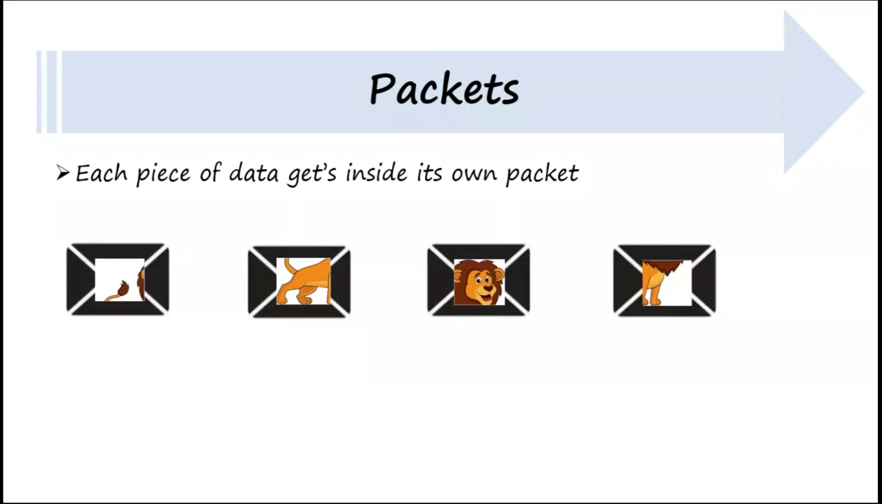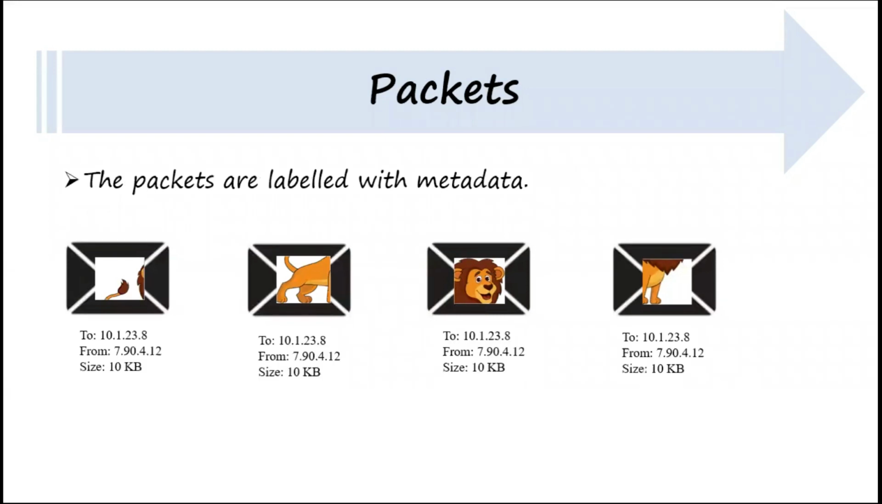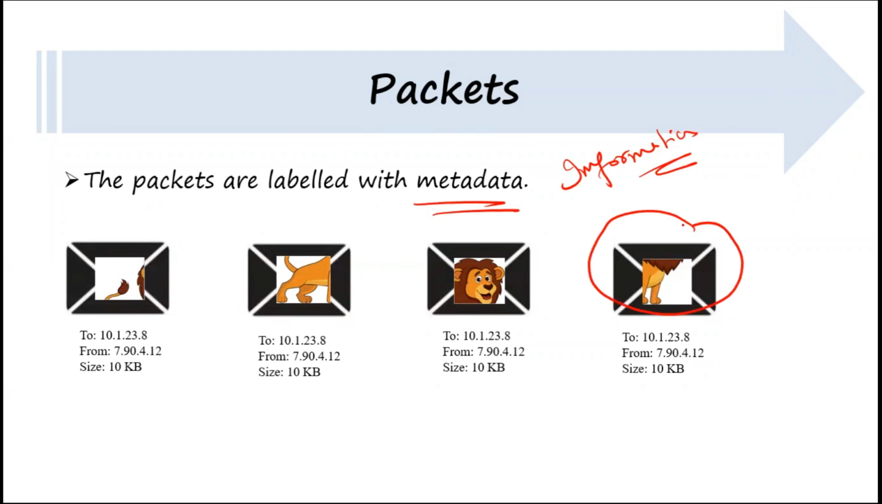These packets need to be labeled with metadata. Now what's metadata? Metadata is simple information about the package. The basic information: what each packet contains. Now, it would include the to address. This to address is the IP address of the receiver at the other end, to whom we are sending this packet. From is the one who is sending the packet, and what is the size of data inside.